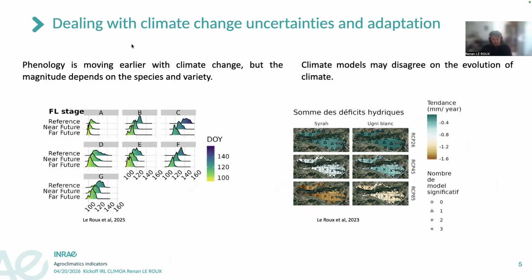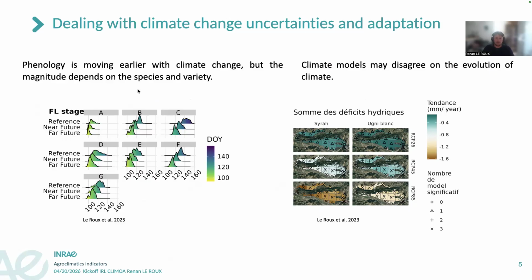Another important thing is to include phenology in the computation of the indicators. Here on the left, you've got the evolution of phenology for wheat in the future, and you see that it's shifting earlier and earlier in the growing season. This can be exploited for adaptation because it can allow you to avoid, for example, some heat waves at the beginning of the summer.